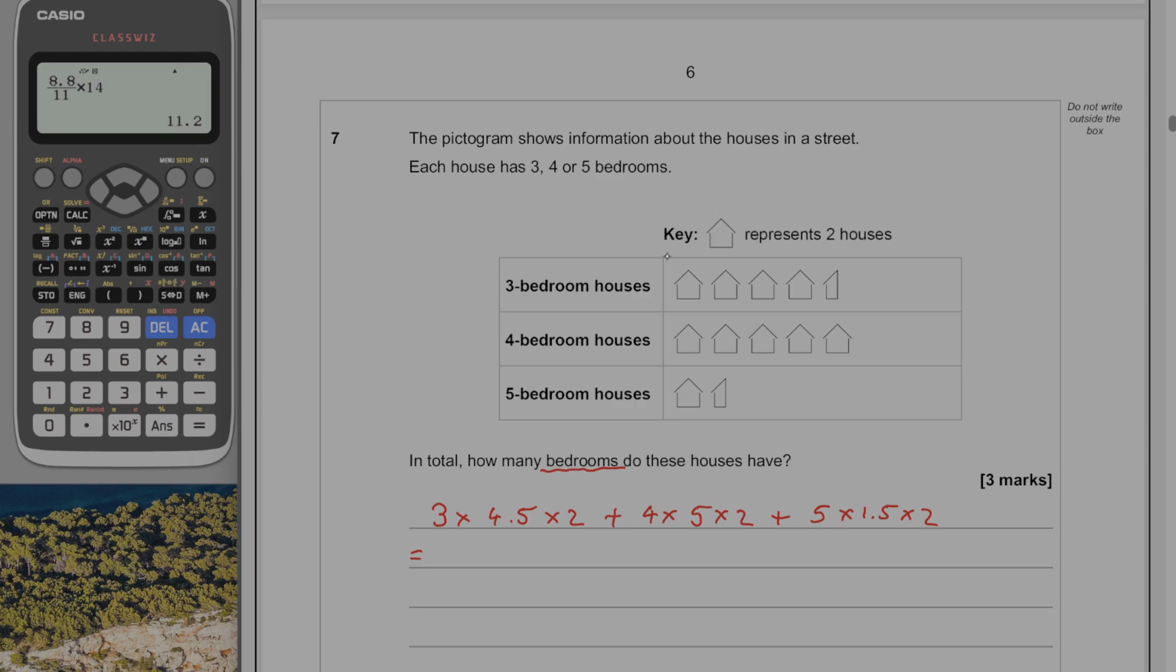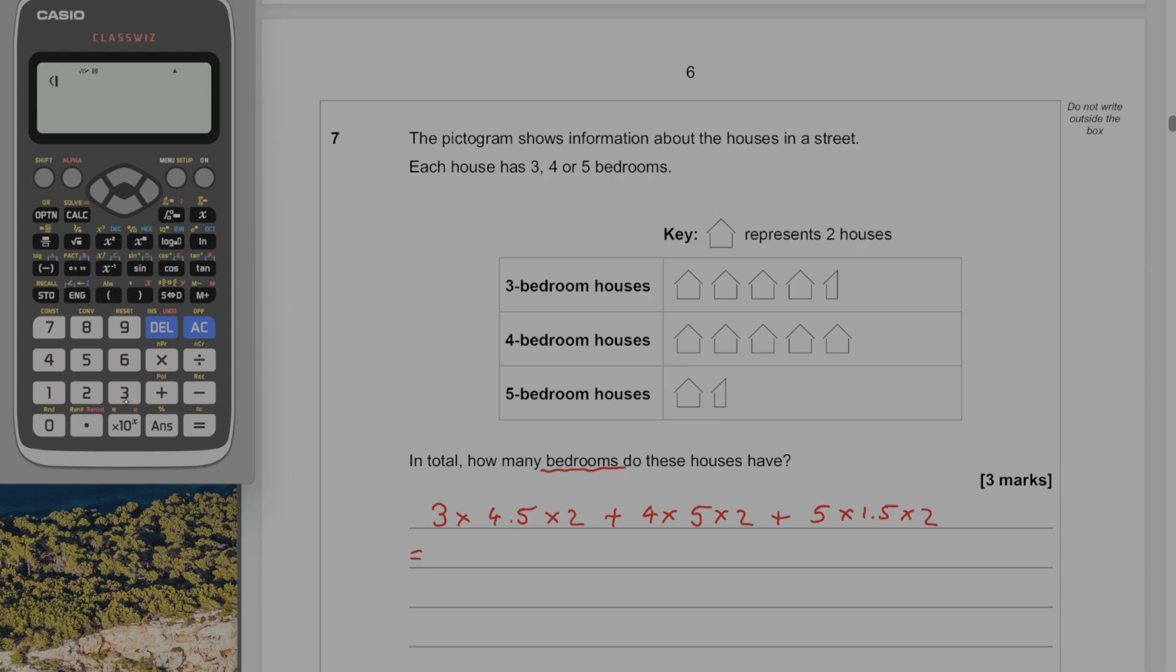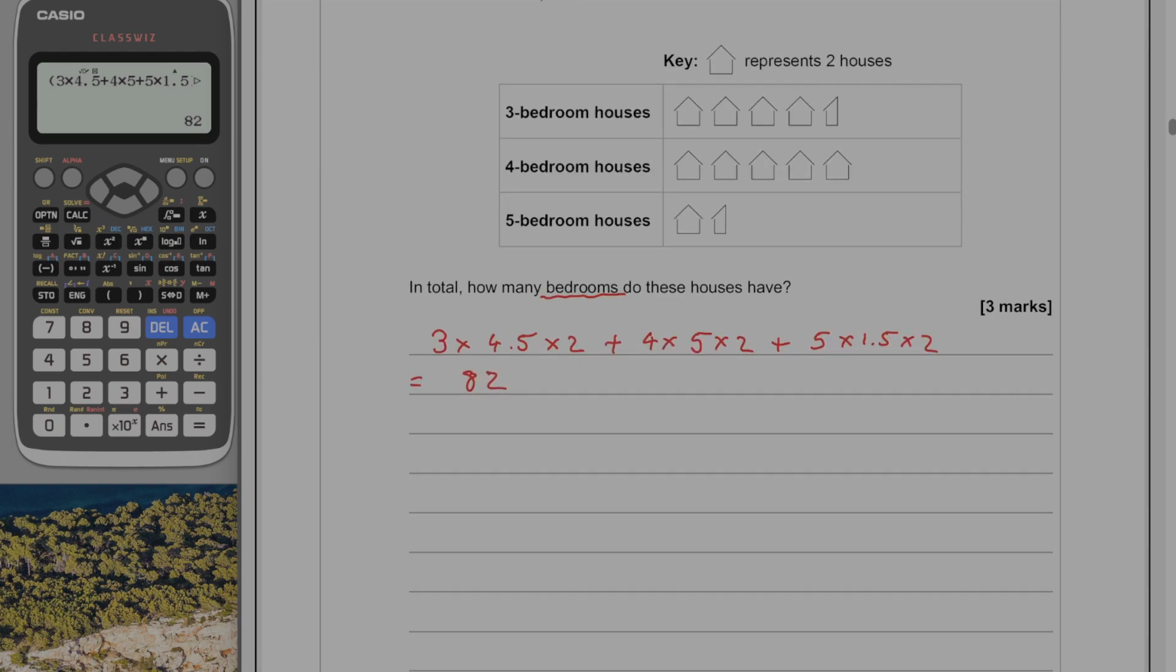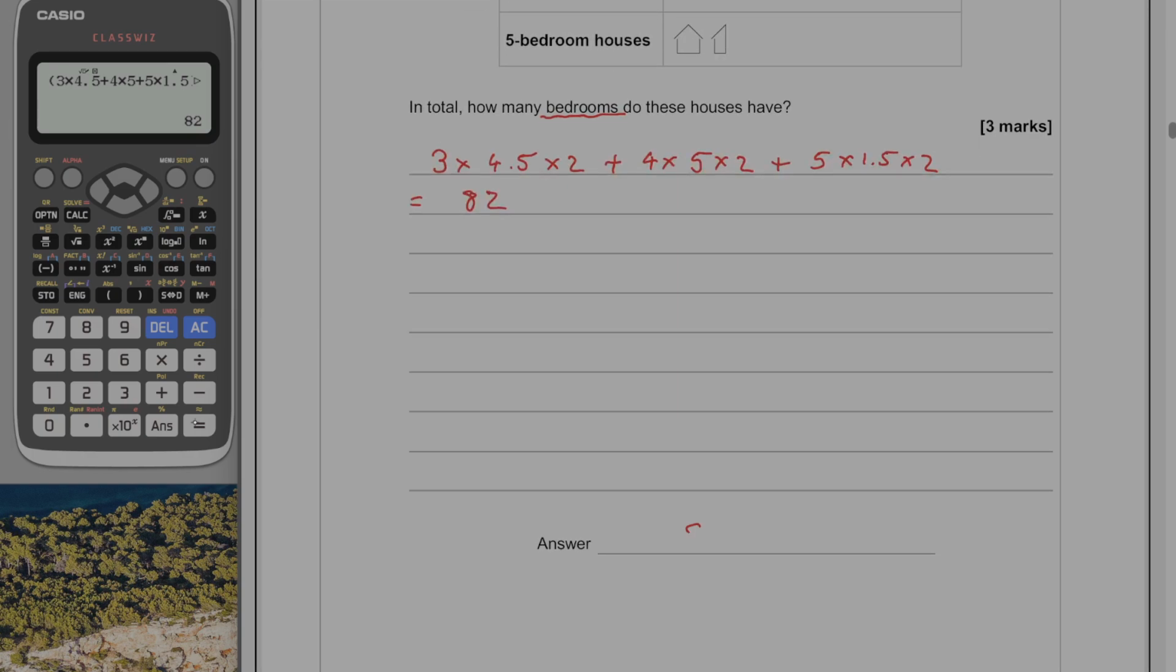I'm going to just show you how I could have written it instead though. So 3 times by 4.5 plus 4 times by 5 plus 5 times by 1.5, and then I could have times the whole thing by 2, which is just slightly easier to type in. So there are 82 bedrooms overall.